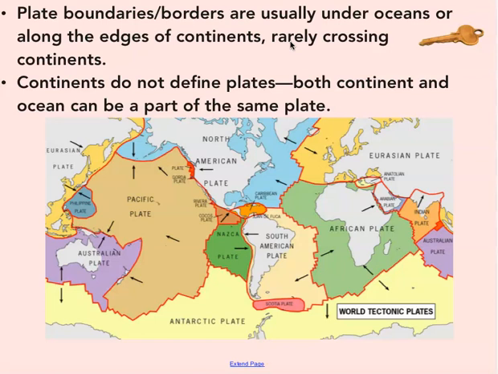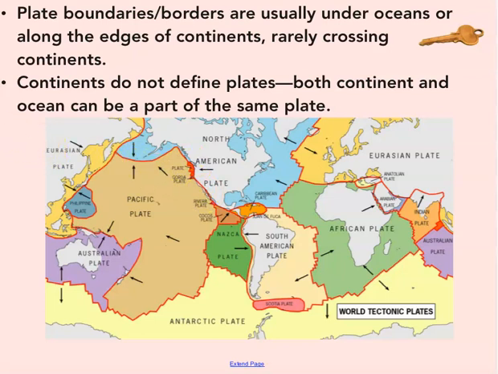Do they cross continents? Yeah. Every once in a while, you'll see the San Andreas Fault is over land, and you see right over here, you've got some going over land over in the Eurasian plate. So they do go over land, but it's not as common. A lot of times it's going to fall on the edges of plates or the edges of continents or underneath the ocean floor. Now, continents do not define plates.